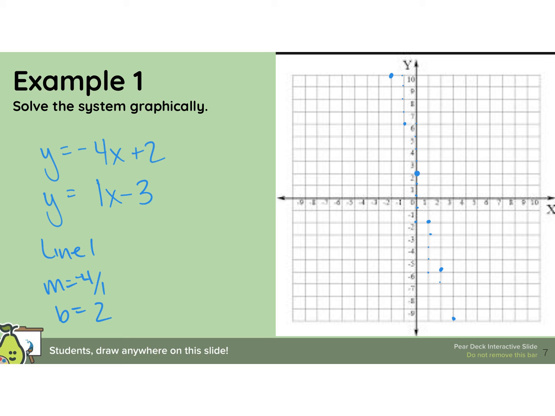I'm going to put as many points as I can on the line so it's easy for me to see where they're going to intersect. It's a really steep line. All right, I'm going to switch colors and do the second line.